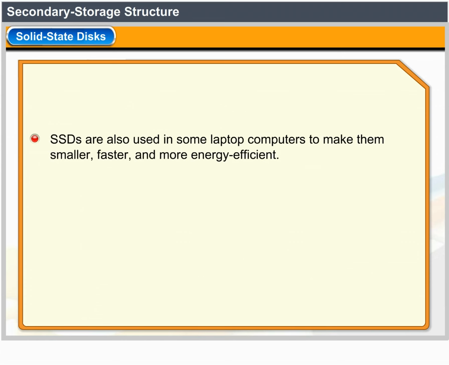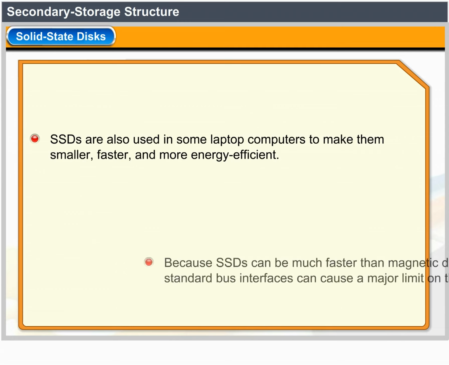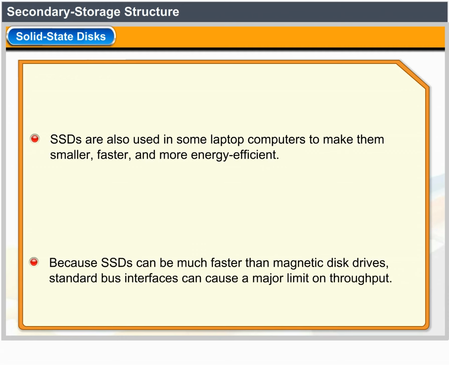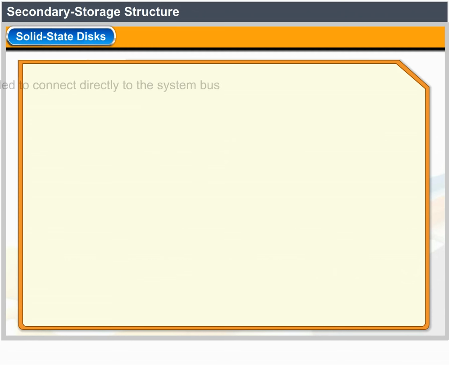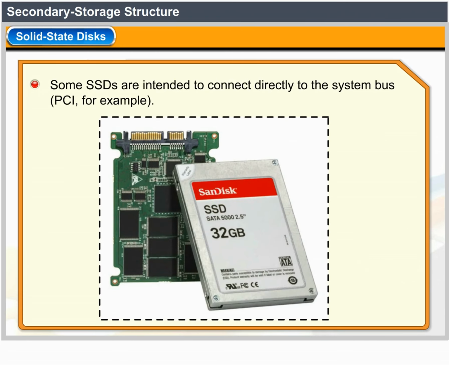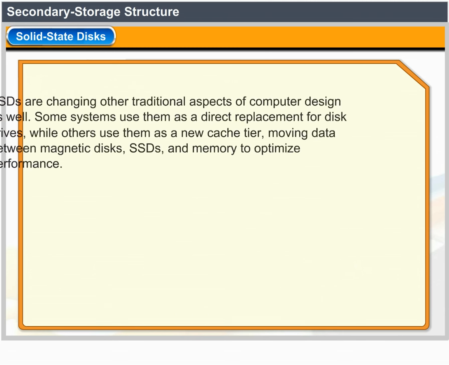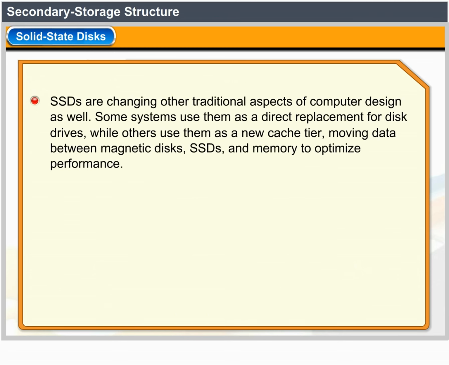Because SSDs can be much faster than magnetic disk drives, standard bus interfaces can cause a major limit on throughput. Some SSDs are designed to connect directly to the system bus, PCI for example. SSDs are changing other traditional aspects of computer design as well. Some systems use them as a direct replacement for disk drives, while others use them as a new cache tier, moving data between magnetic disks, SSDs, and memory to optimize performance.